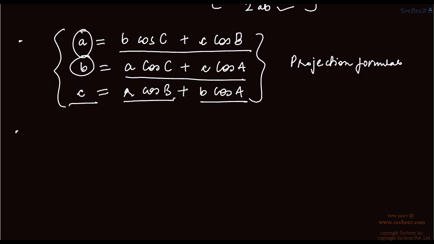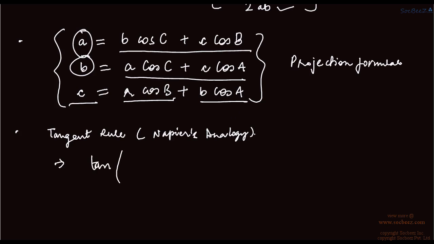The fourth formula is Napier's analogy. That's also called the tangent rule. Napier was the scientist who started it, and the formula is tan of the difference of angles, (B minus C) by 2.